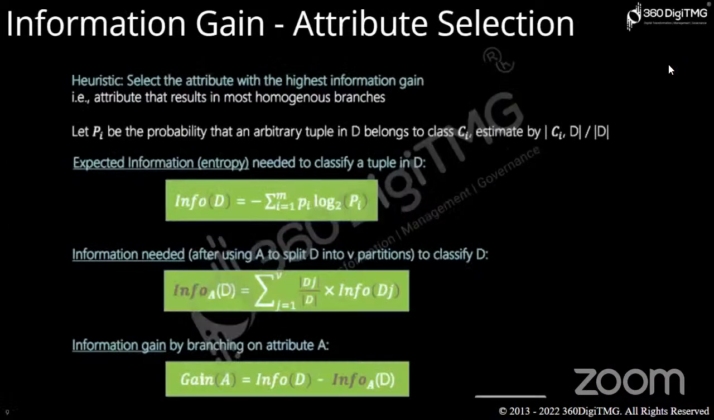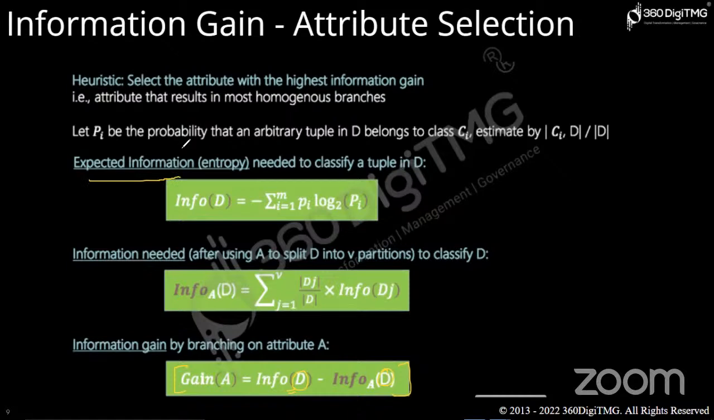So we have different formulas to find this. Here we are trying to find the information gain. So we are trying to get the information gain value from different factors here, and based on that we are going to sum up. So first we start with the expected information needed, that is nothing but the entropy. So how are we going to calculate the entropy? In the same way we'll be trying to calculate the information gain.